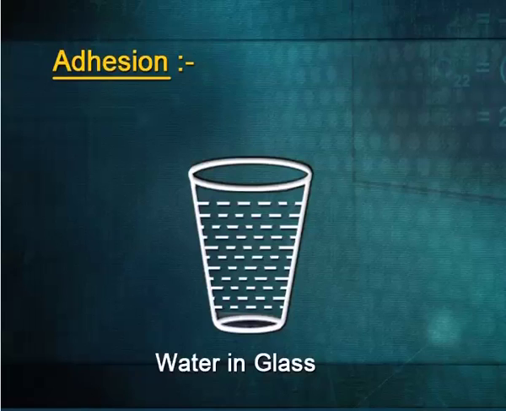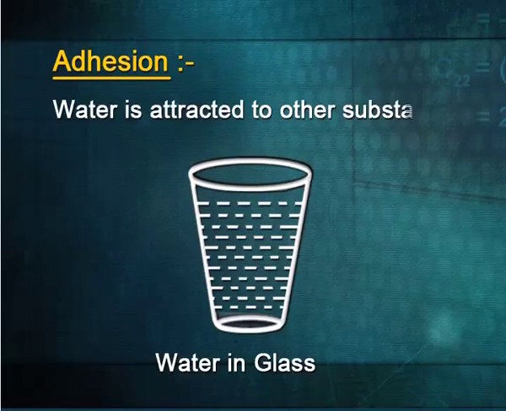For example, water wets the surface of glass due to strong attractive forces of adhesion between water molecules and glass molecules. So students, look at the figure. Water is attracted to other substances like glass due to adhesive forces. Now next one is cohesive forces.